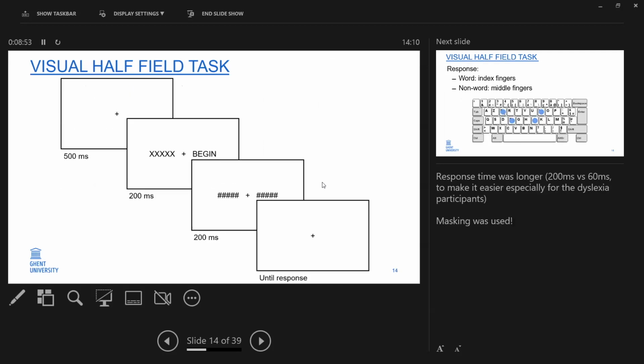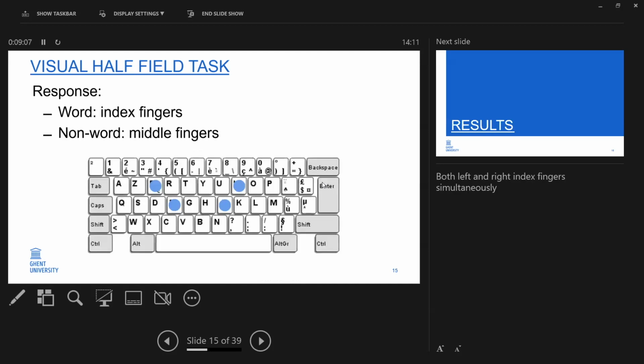It looked like this: the fixation cross in the middle. Then you had the stimulus, either on the right, as in this example, left or both the same, then a masking for the same amount of time, and then this screen again until they responded. How did they respond? If they thought it was a word, they pressed both index fingers at the same time. And if they thought it was a non-word, both middle fingers at the same time, just to exclude left-right responses.